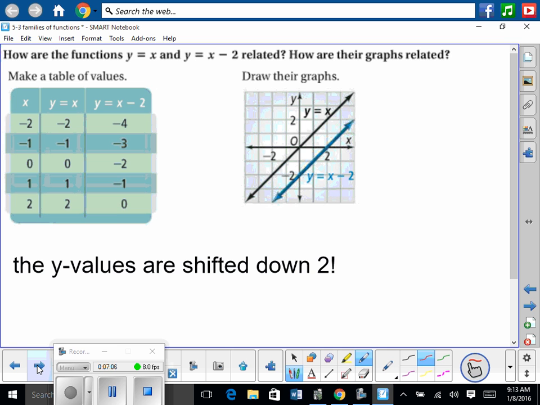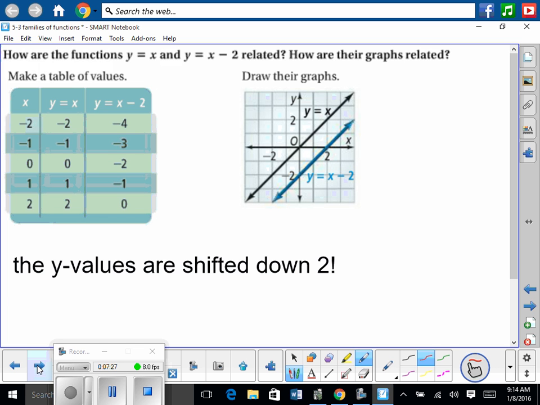Okay, so in this example right here, it says, how are the functions y equals x and y equals x minus 2 related? And how are the graphs related? So this is how I would do it. I would make a table of values. Let's look at the table of values here. So here are our x values, here are our y equals x values, and here's our y equals x minus 2.